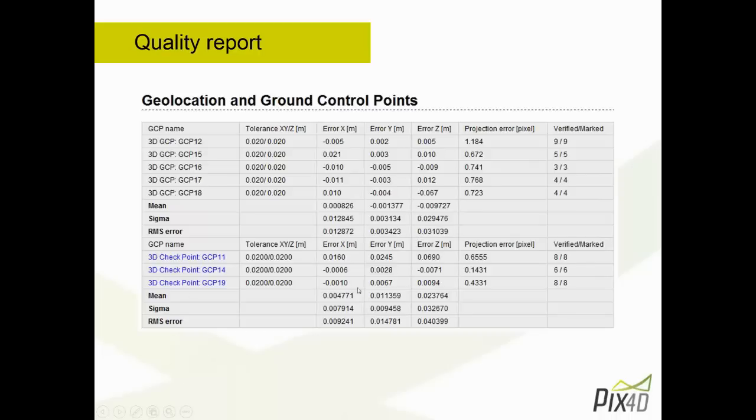So as you can see, there's another table which is just about the 3 GCP that are labeled as checkpoints. In this table, I have again the error in X, Y, and Z, the reprojection error, how many times I clicked in the images to mark them. And here I get the mean, the sigma, and the RMS error. Something very nice, you can see, this project was a 4 centimeter per pixel GSD, and the average error and the RMS error is basically in the range of 1 pixel, which is extremely good for this project.